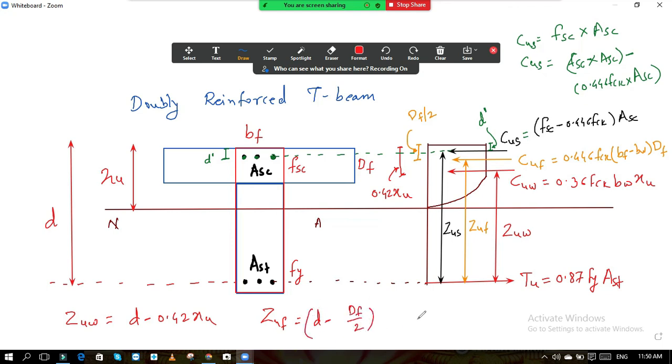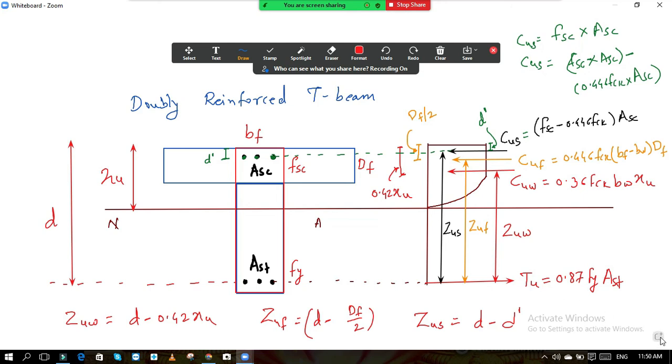Now ZUS acts at a distance D dash, at this level line. The total depth is D, so the lever arm will be the distance between these two, which is D minus D dash. We have also studied this in the past. D minus D dash. So neatly draw this diagram.